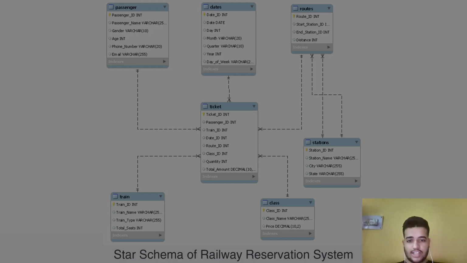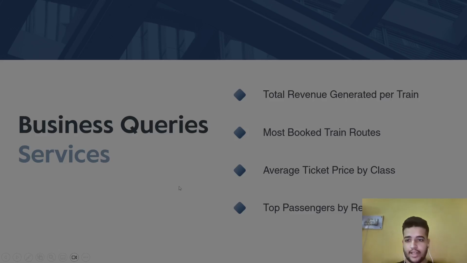This is the star schema of our railway system. As you can see, the ticket is the main fact table, and it is connected to many different tables like passenger, dates, routes, stations, class, and train. Now, business query services, we have done some business queries also.